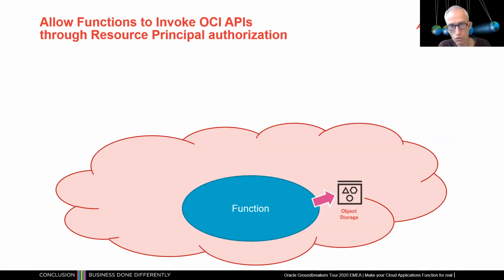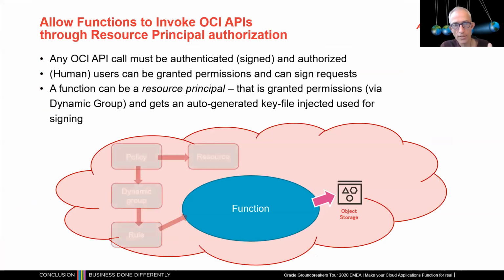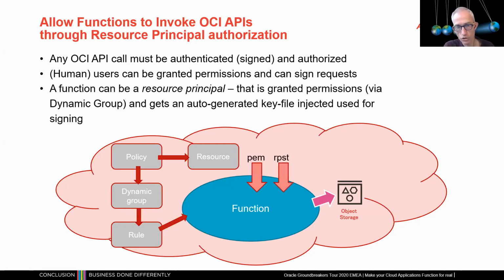In order to allow a function to make calls to OCI services, well, the function needs to identify itself, needs to have a private key to call to the service. But there is a specific mechanism, and I don't have time for the details, but you should be aware of it. It's called resource principal authorization. And basically it means that through defining a policy on a dynamic group that includes the function, it receives permission to call out, to perform operations against OCI resources, such as calling out to the object storage service. And if this policy and this dynamic group have been defined, the function, when it's deployed on OCI, will have a private key file and a second configuration file injected to it and available in the function.